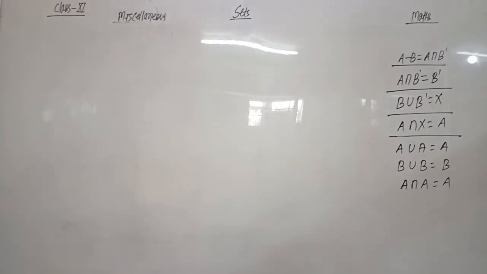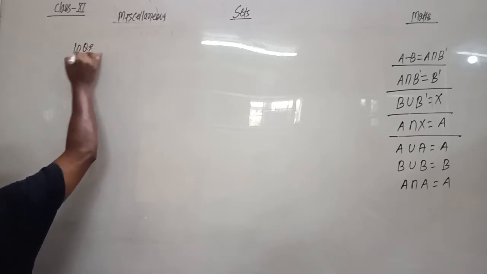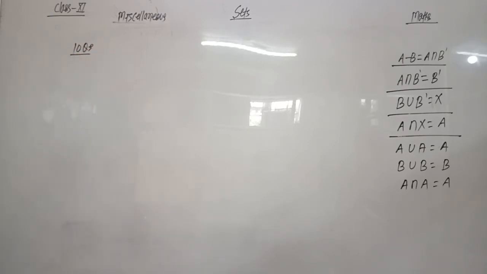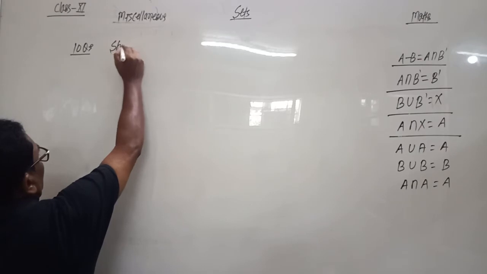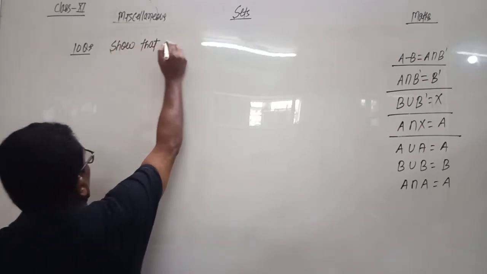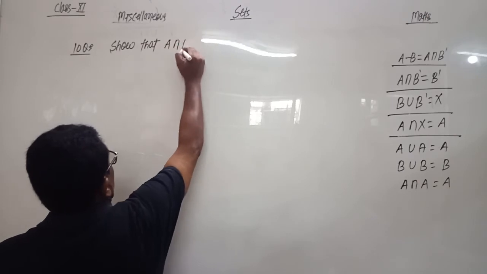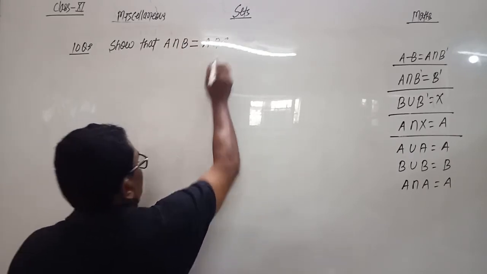Question number 10. Show that A intersection B is equal to A intersection C need not imply B equals C.